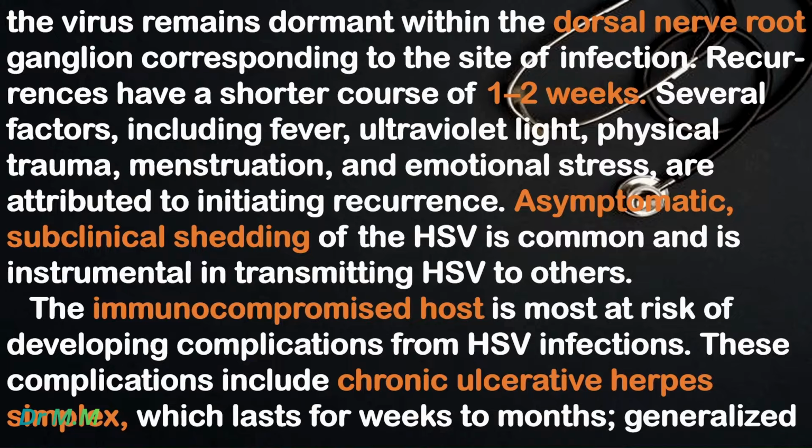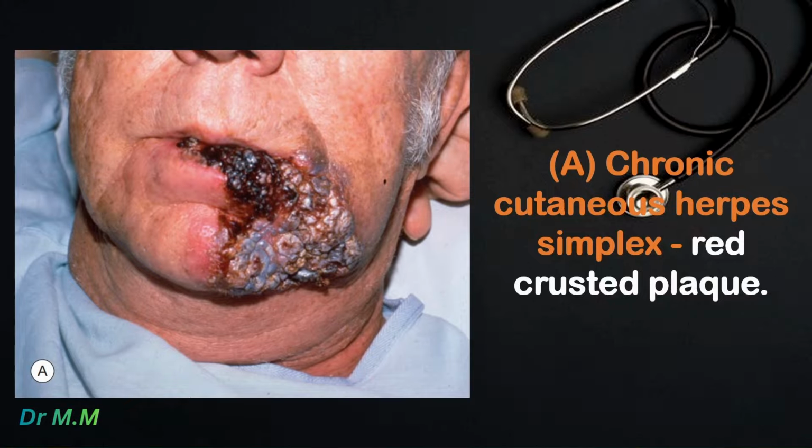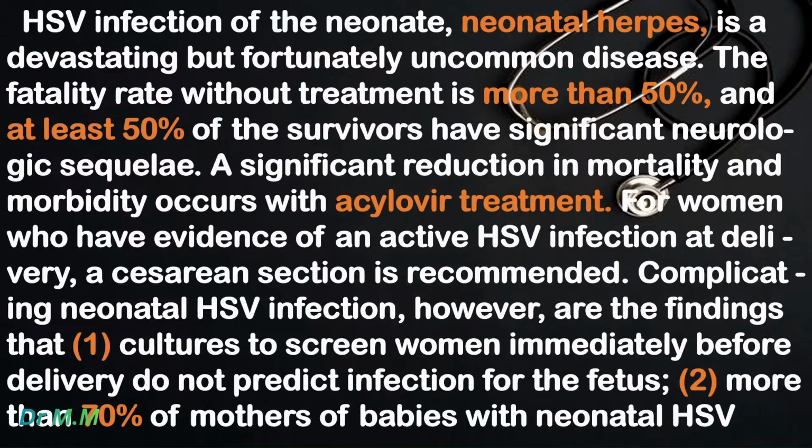These complications include chronic ulcerative herpes simplex, which lasts for weeks to months, generalized acute mucocutaneous herpes simplex, and systemic infection involving the liver, lung, adrenal glands, and central nervous system. A chronic cutaneous herpes simplex, red crusted plaque.